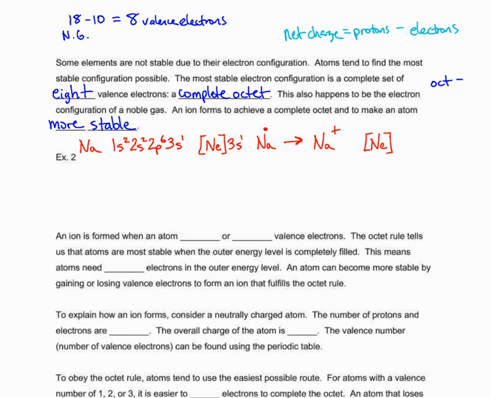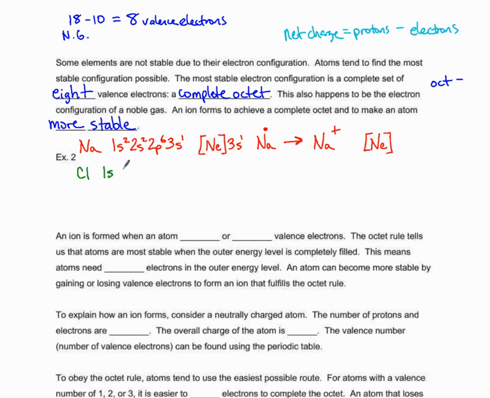All right, so I'm going to change colors again and look at a second. So I'm going to look at Cl, chlorine. Chlorine has 17 protons, and when it's neutral, it has 17 electrons. So let's do the electron configuration of a neutral chlorine first.